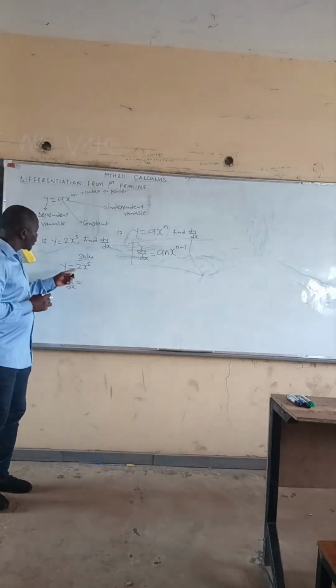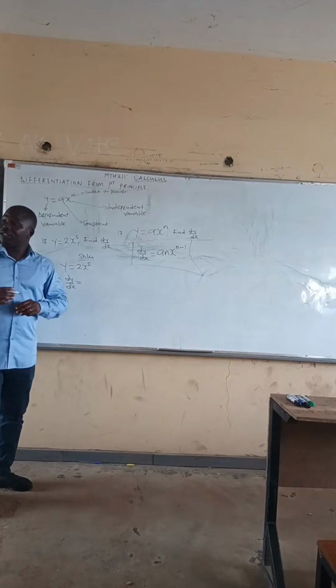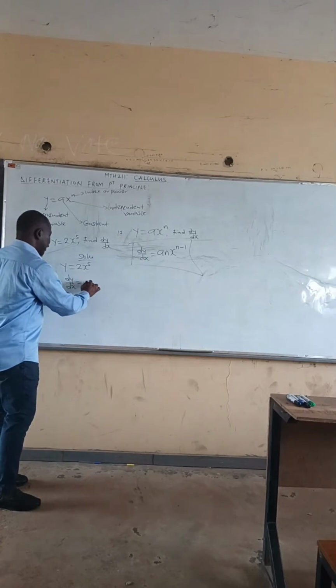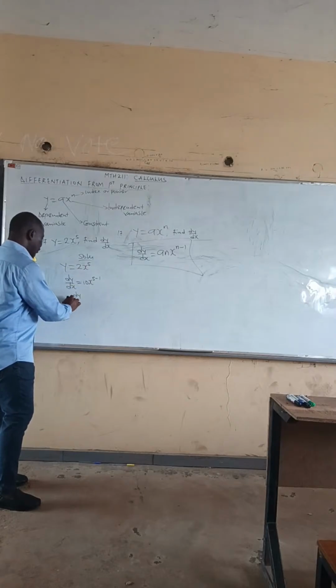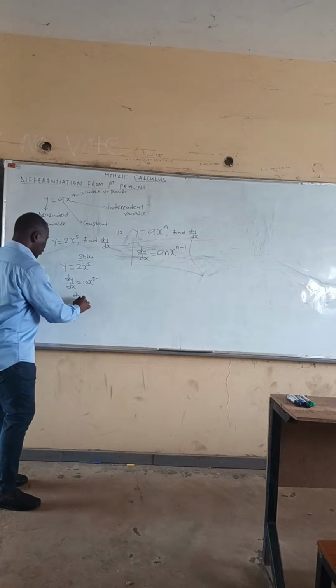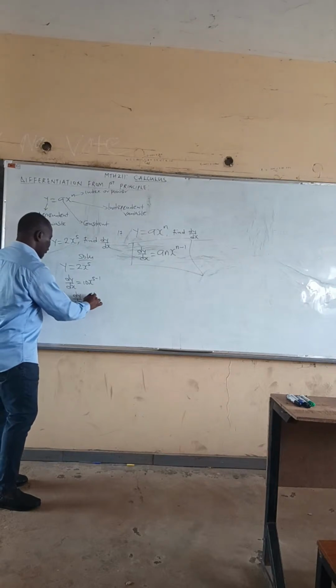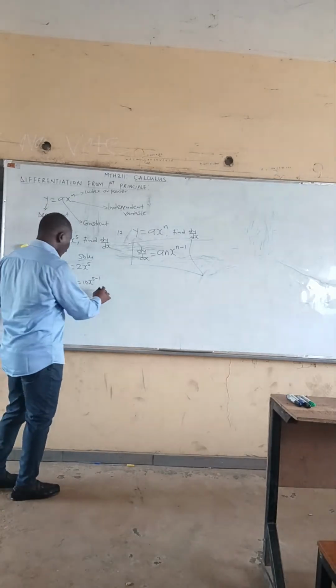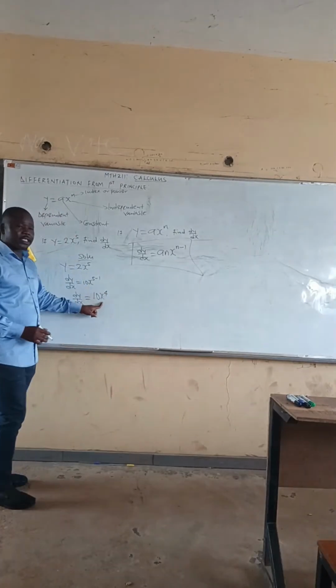2 times 5 times 2 is what? So 10x raised to the power of what? 5 minus 1. Then the final answer will now be, dy over dx is equal to 10x raised to the power of 5 minus 1, which is what? 4, right? So please take note.